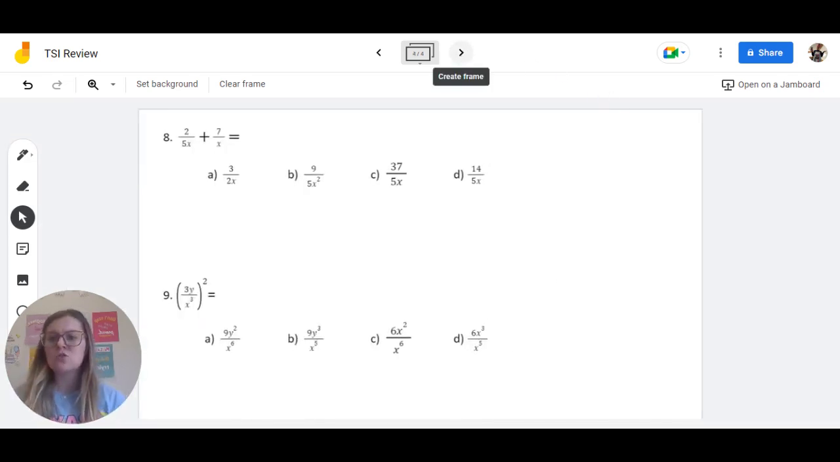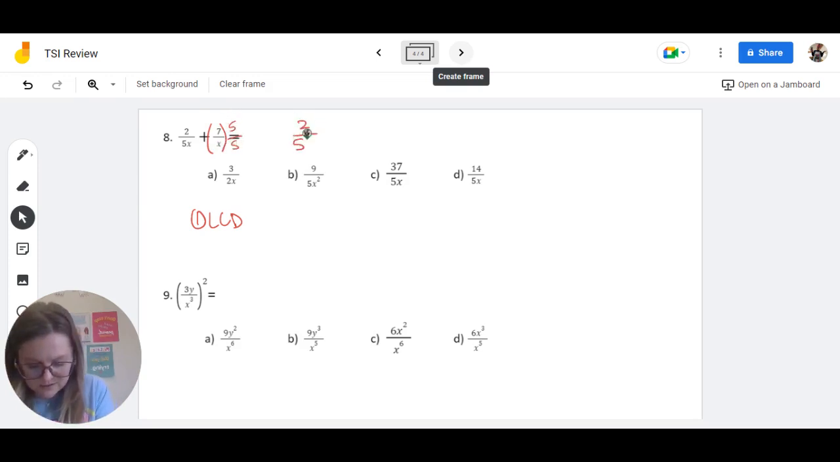So I have 2 over 5x plus 7 over x. I'm adding fractions. It has a variable. It has an x. That's okay. We're going to do the same process. The first step is finding the least common denominator. Well, 5x and x look very similar, but this guy is just missing the 5 on the bottom. So in order to give him a 5, I'm going to multiply the top and bottom by 5. So I'm going to rewrite 2 over 5x stays the same, plus 7 times 5 is 35 all over 5x.